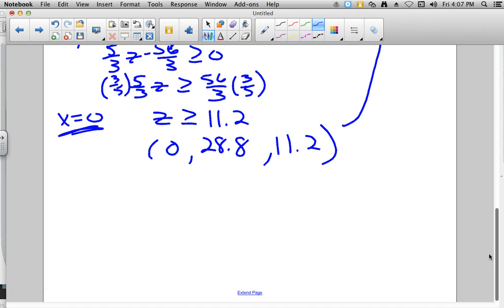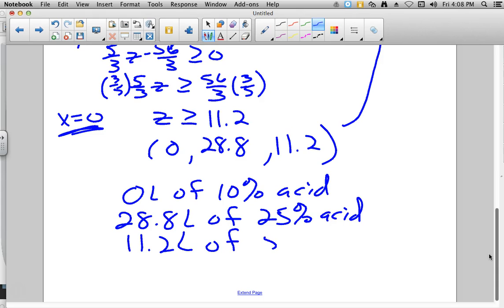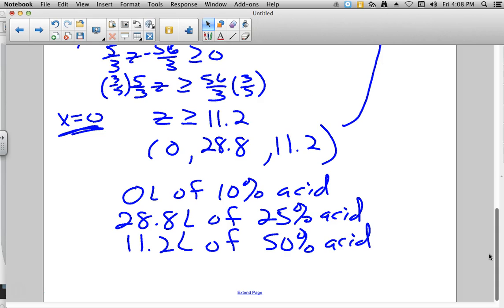And that means we would have 0 liters of 10% acid, 28.8 liters of, that one was the 25% acid, and then we had 11.2 liters of the 50% acid. So again, not a perfect match for what we were doing in class, but probably very helpful in chemistry to be able to do that.